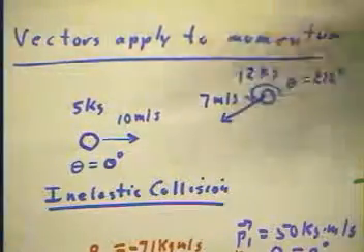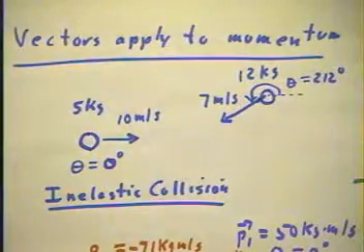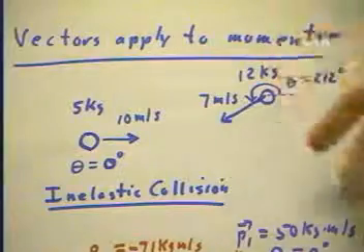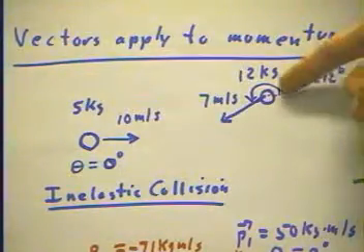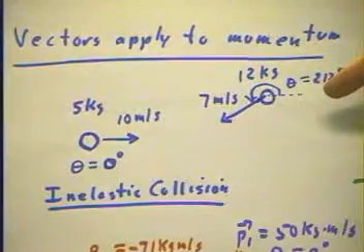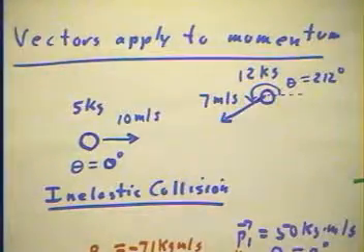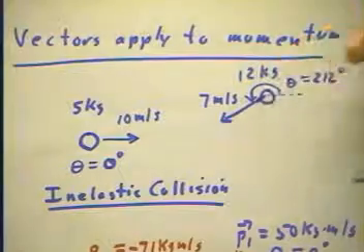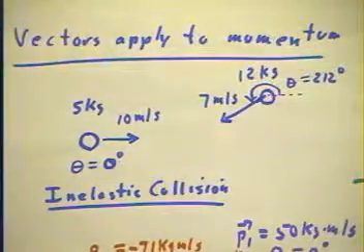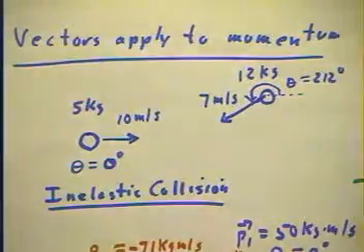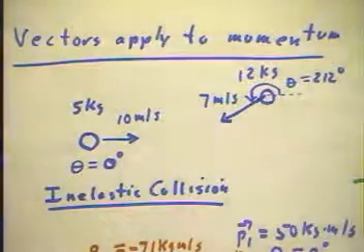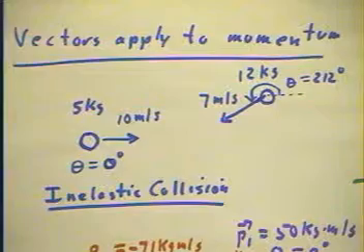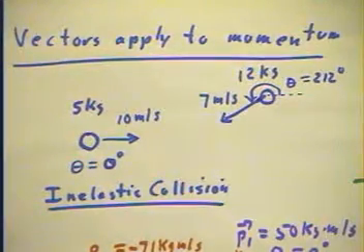I should have drawn this over here further, but I needed room to label it, so cut me a little bit of slack here. Anyhow, the 12 kilogram object is moving at 7 meters per second at an angle of 212 degrees. And for the heck of it, let's assume we're going to have an inelastic collision. We won't really make use of that idea until a little bit later, but we'll be able to find the velocity of the objects after collision, both the magnitude and the angle of the velocity.